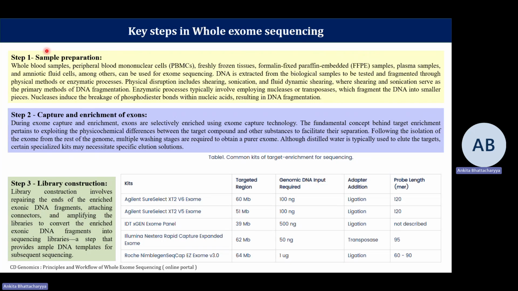So let us again focus our attention back to the text at hand. Physical disruption using shearing, sonication, and fluid dynamic shearing serve as primary methods of DNA fragmentation, and are often used.